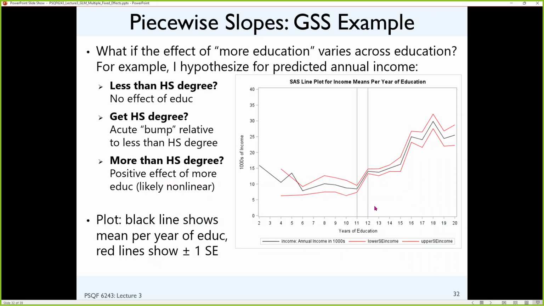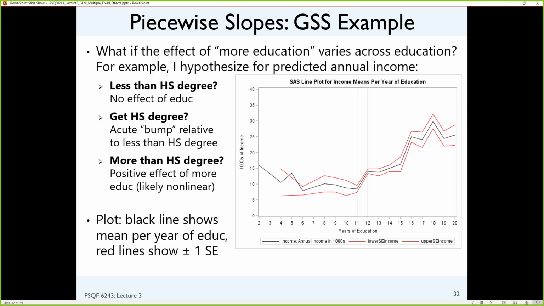All right. How about a different kind of nonlinear function? We talk about piecewise slopes. These are also known as linear splines. That's another term that you may have heard. So piecewise slopes are useful if you're thinking of the range of x as discrete sections.